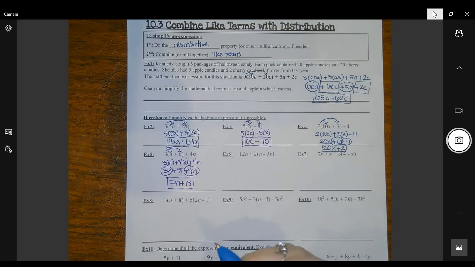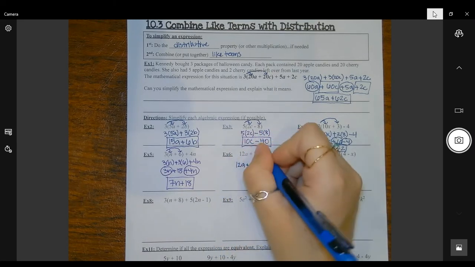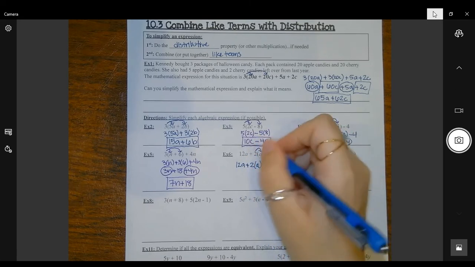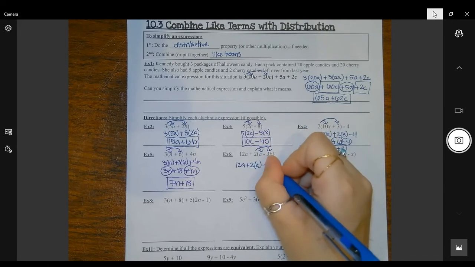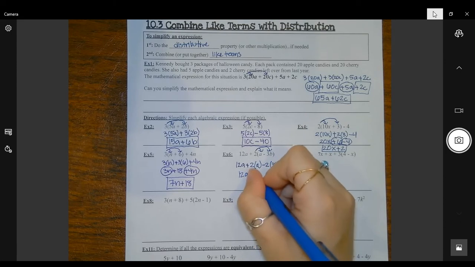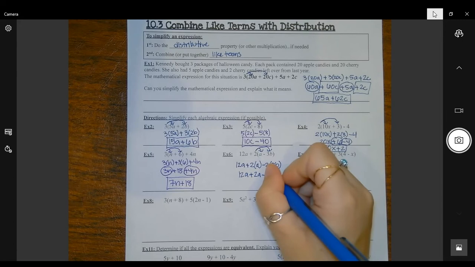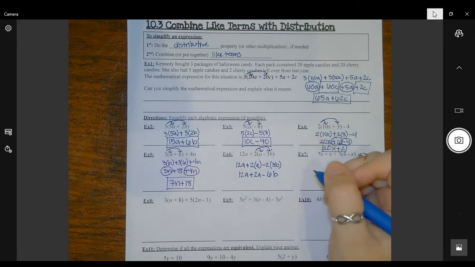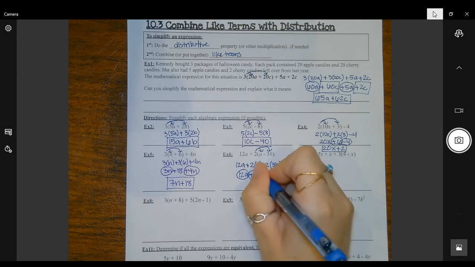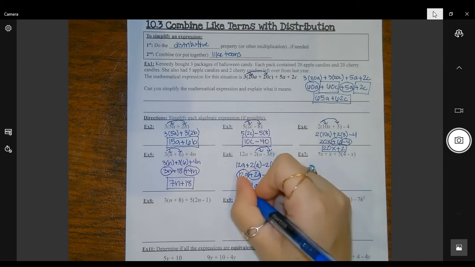Okay, this next one, nothing's happening with the 12a, so I'm just going to bring that guy down. Plus, distribute that 2 to the a, and then minus, I'm going to distribute that 2 to the 3b. Okay, so you have 12a plus 2 times a is just 2a, minus 2 times 3b is 6b. Do you see any like terms? Hopefully you identified 12a and 2a, and 12 plus 2 is 14a minus 6b.